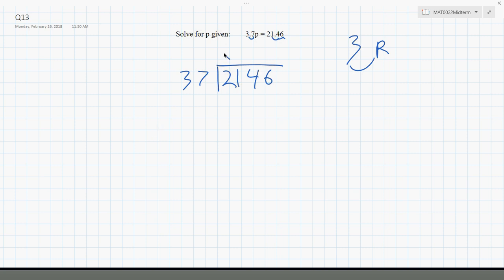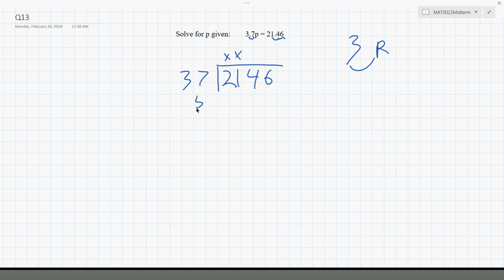Can 37 go into 2? No. Can it go into 21? No. 214. We know it can go into 214. Now we have to play a guessing game. How many times can it go into 214? We have to see how many times 37 can go into 214. 5? Want to start with 5?